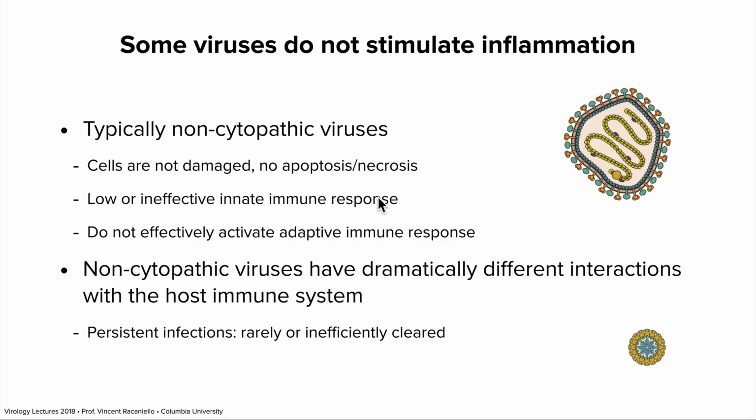So we have low innate responses, and because of that, the adaptive response is poor as well. A good innate response is essential for a robust adaptive response. Because of this, these kinds of infections, non-cytopathic viruses, are not efficiently cleared. They often cause what we call persistent infections, infections that last either a long time or the life of the host. Now we're going to talk about those later on in a separate lecture.